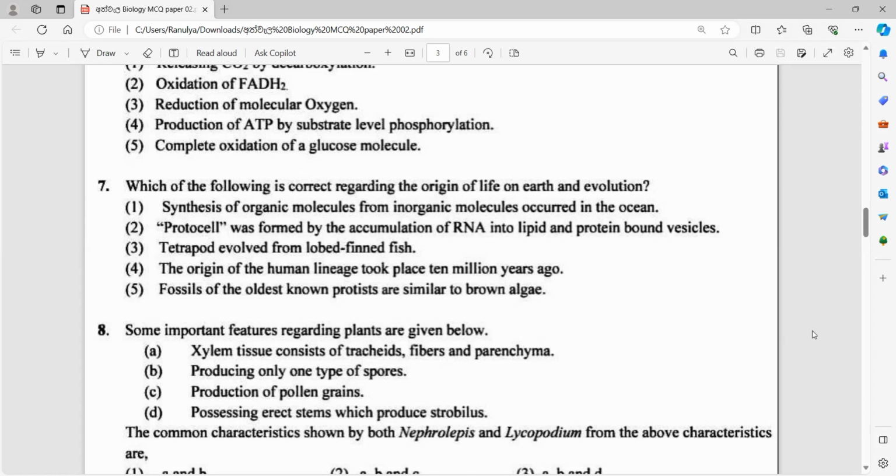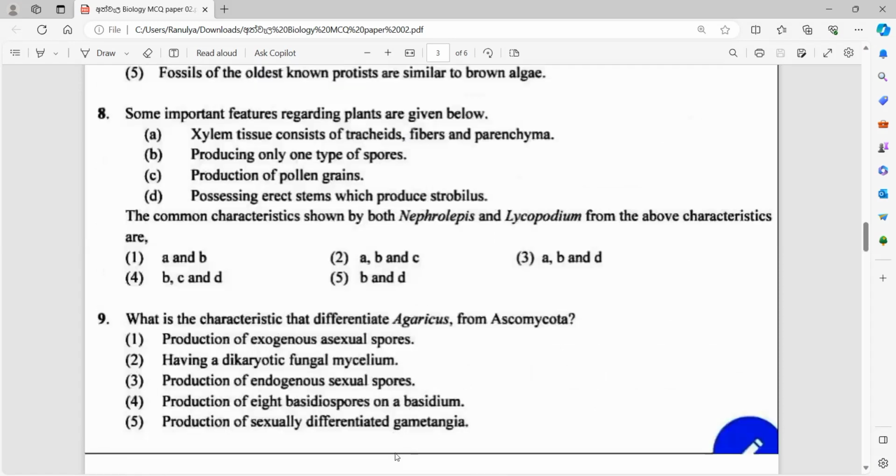Question number 8. Some important features regarding plants are given below. Xylem tissue consists of tracheids, fibers, and parenchyma, producing only one type of spores, production of pollen grains, possessing erect stem with produced strobili. The common characteristics shown by both Nephrolepis and Lycopodium from the above characteristics are, right? Now, if we take B, possessing erect stem with produced strobilus, strobilus is found in Selaginella, right? Not in Nephrolepis. So that is not common. So we can remove all the answers containing D.